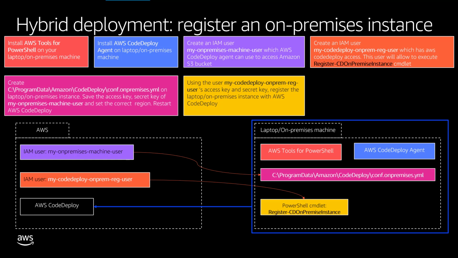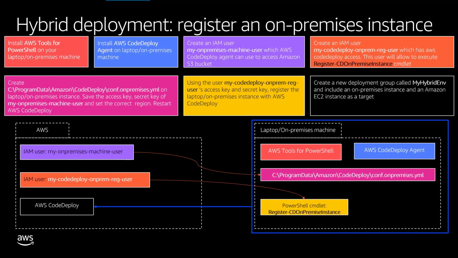Once it is in AWS CodeDeploy, you can create a new deployment group called My Hybrid Environment and then target your deployments into that environment. When CodeDeploy registers the on-premise instance with AWS CodeDeploy, you can tag that instance with any name that you like. So these are the high-level steps involved when doing a hybrid deployment, or first configuring the hybrid environment. Let's go there, do these steps, and then learn how to do a hybrid deployment.